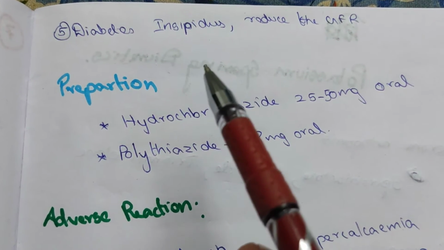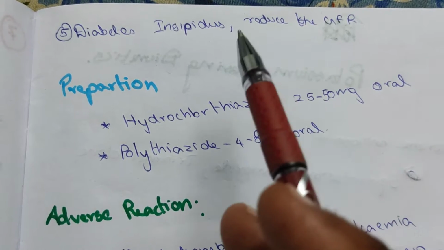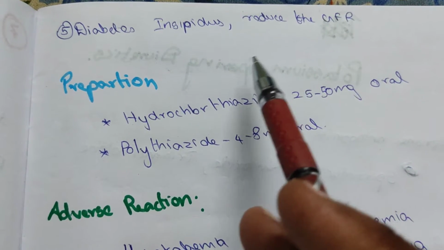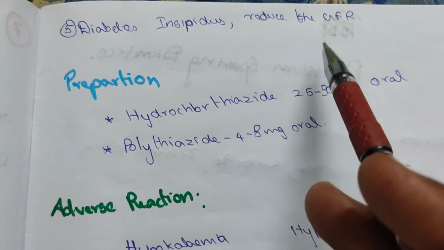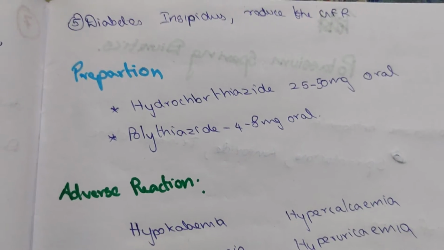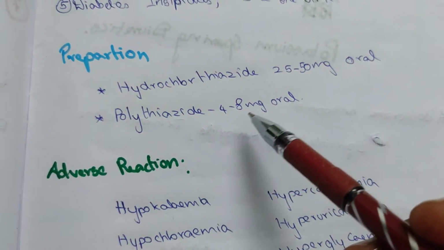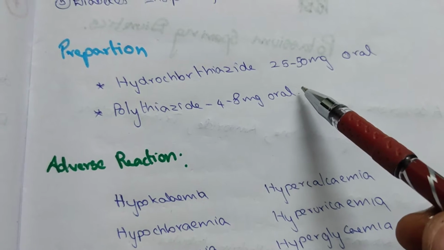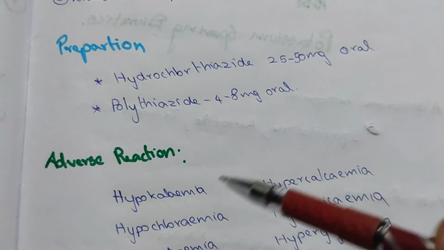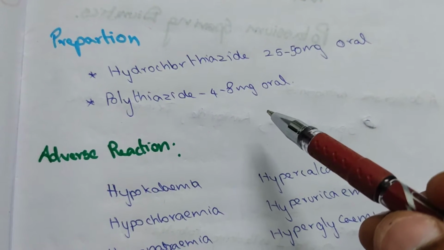And it is used in a condition like diabetes insipidus, and it reduces the GFR, glomerular filtration rate. Preparation: hydrochlorothiazide is given 25 to 50 mg orally, polythiazide 4 to 8 mg orally.